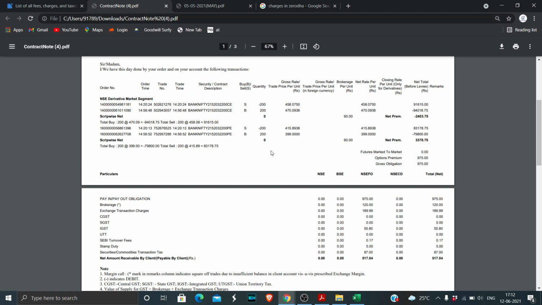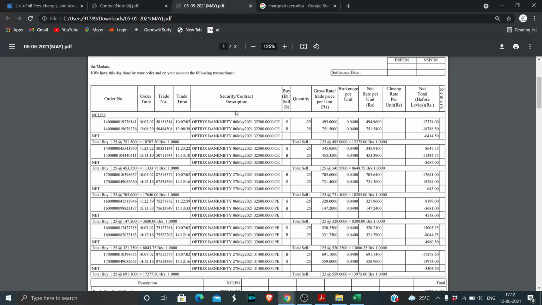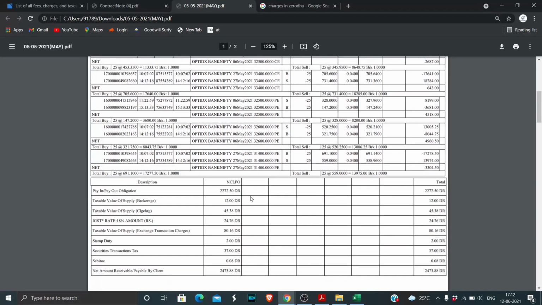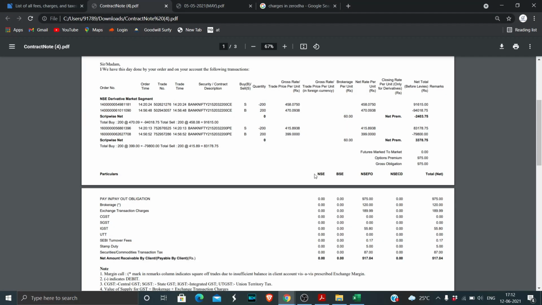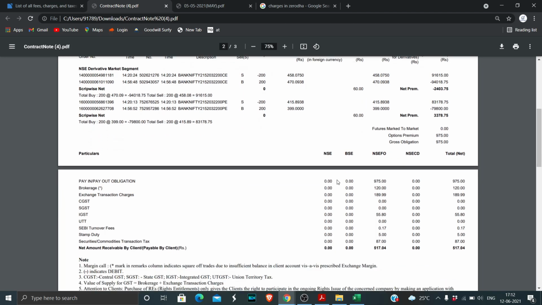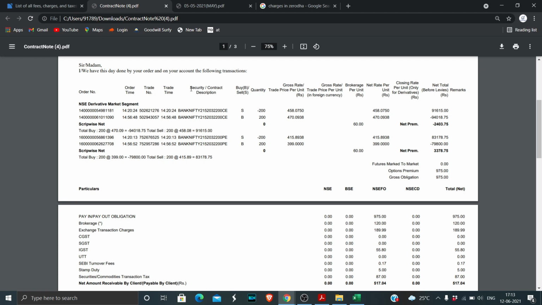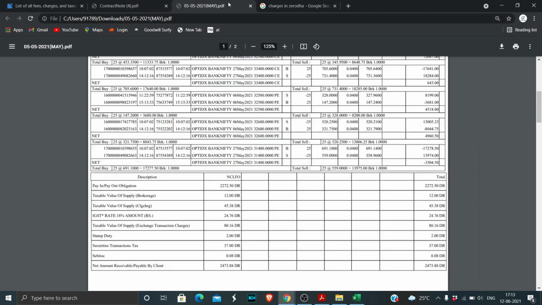This is the first broker, which I'm calling broker 1, and this is broker 2. This is the contract note of broker 2, and this is the list of charges. In broker 1, the list of charges is here. Let me zoom in here. These are the trades taken on Bank Nifty, and it will be the same Bank Nifty for both.